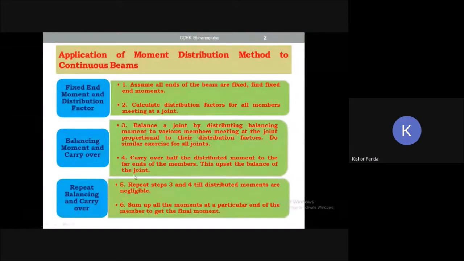Then the fourth step: carry over half the distributed moment to the far end of the members. This upsets the balance of the joint.